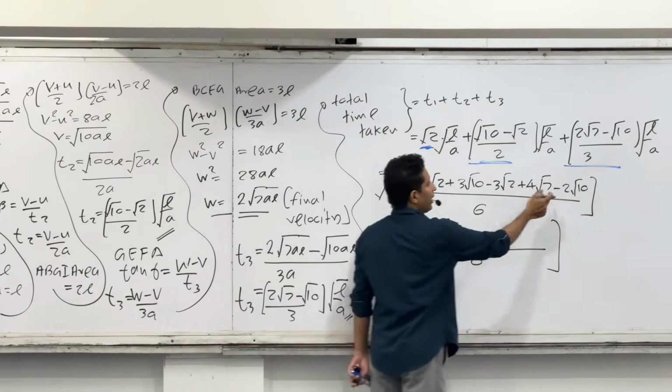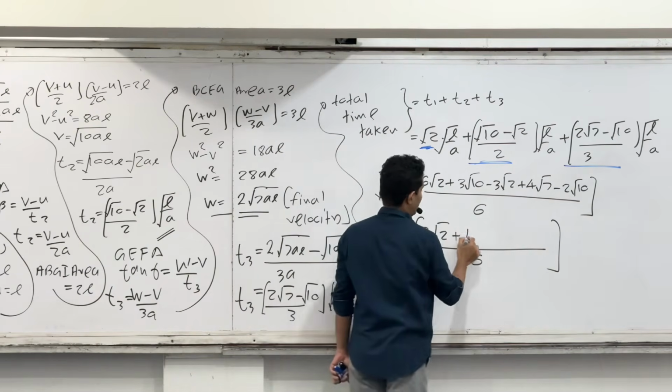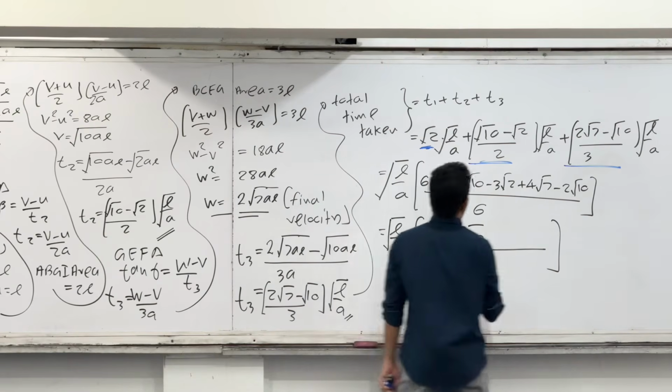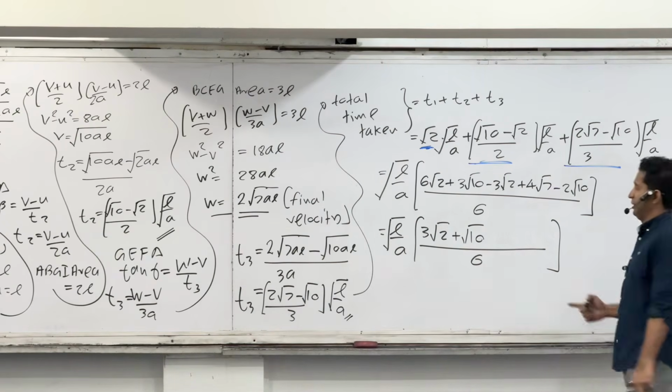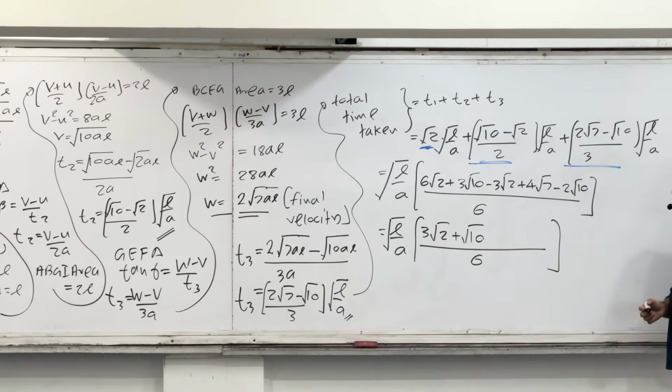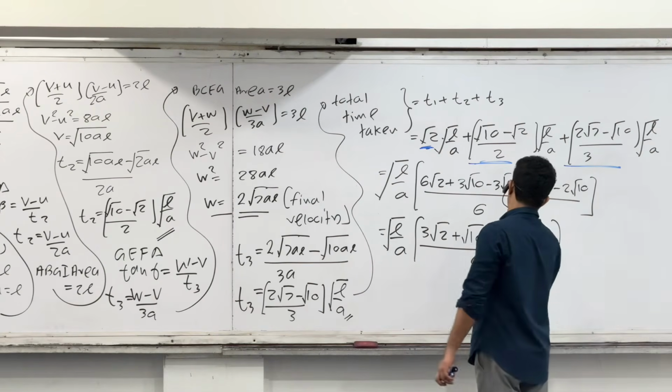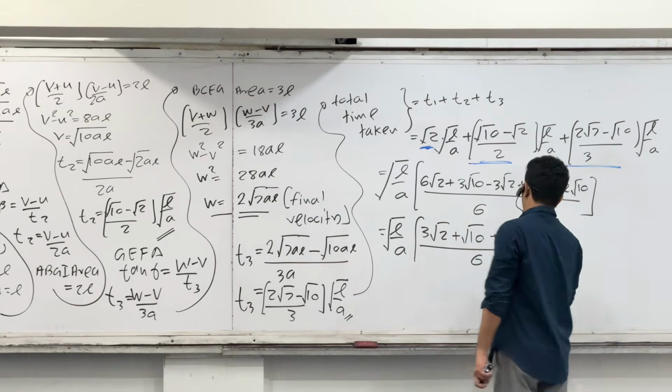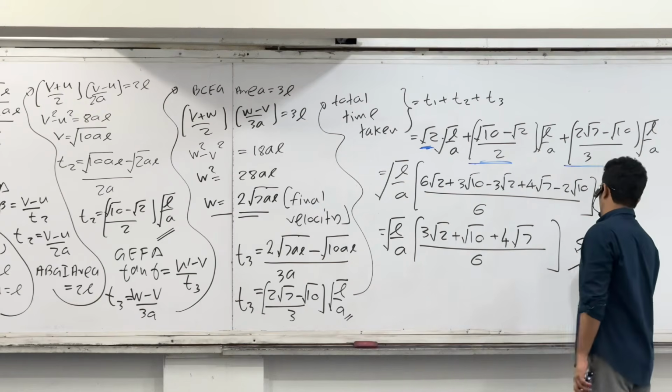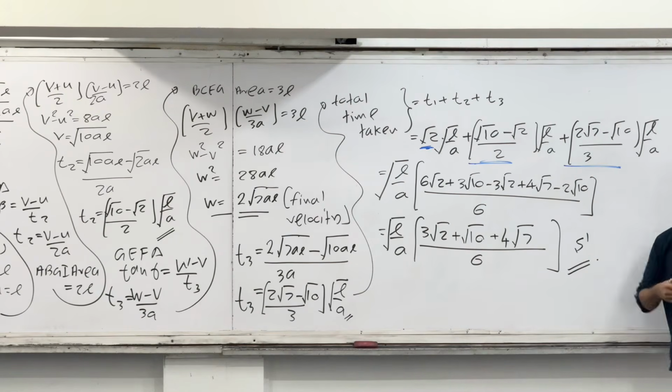3 root 10 minus 2 root 10 plus root 10, plus 4 root 7, divided by 6 seconds. This is the total time taken. Who got these answers? Great.